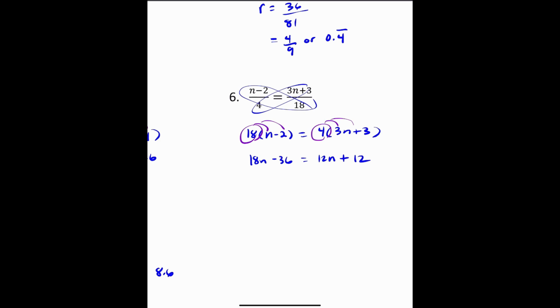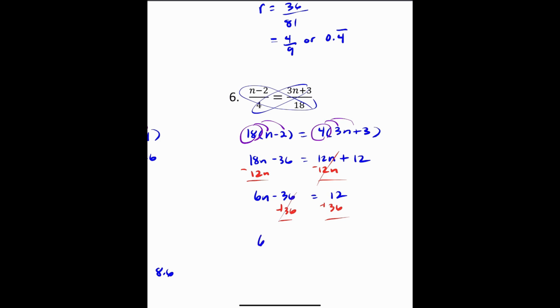Now, we're going to go ahead and subtract both sides by 12n. So I have 18n minus 12n, that's 6n minus 36 equals 12. Add both sides by 36 because I want to get that 6n on the left-hand side by itself.